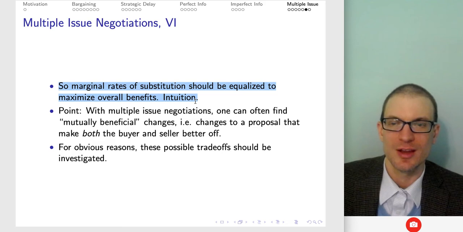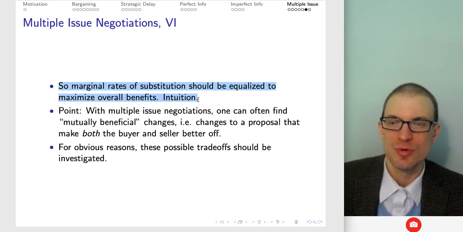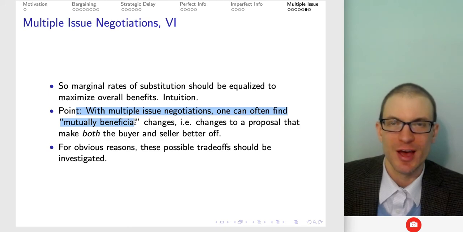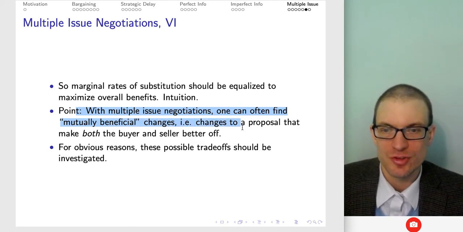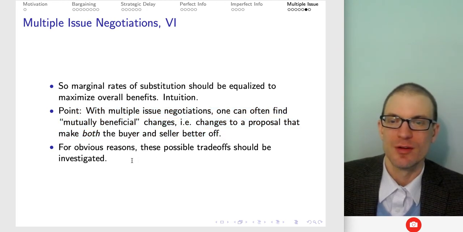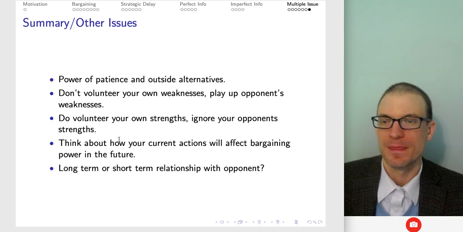And then you can think of the economic intuition. If I can gain more by giving up some time to save money, or vice versa, we should do that. What's the point? With multiple issue negotiations, you can often find mutually beneficial changes, small adjustments to the proposal, making both the buyer and the seller better off. And then, for obvious reasons, these possible trade-offs and the others that result should be investigated to be able to do this optimally. All right, the summary.